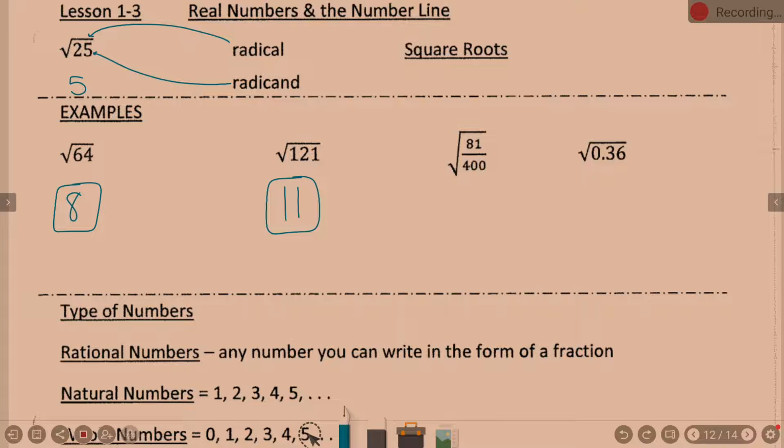Square root of 81/400. It's not a fraction. It's two numbers. Okay, so just worry about the two numbers. So, David, what is the square root of 81? Isn't it 9? It's 9. So, square root of 81 is 9. So 9 is going to go on top. Alright, got the bottom.